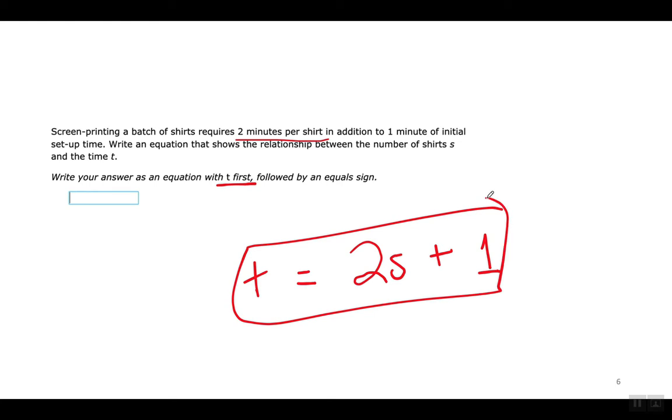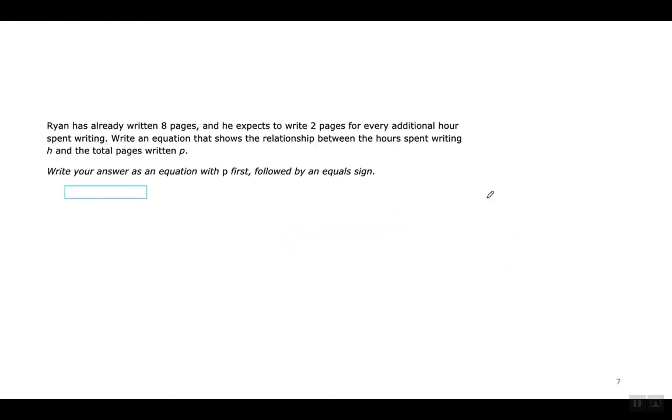Okay, so the next one, Ryan has already written 8 pages. We've already seen several like this.